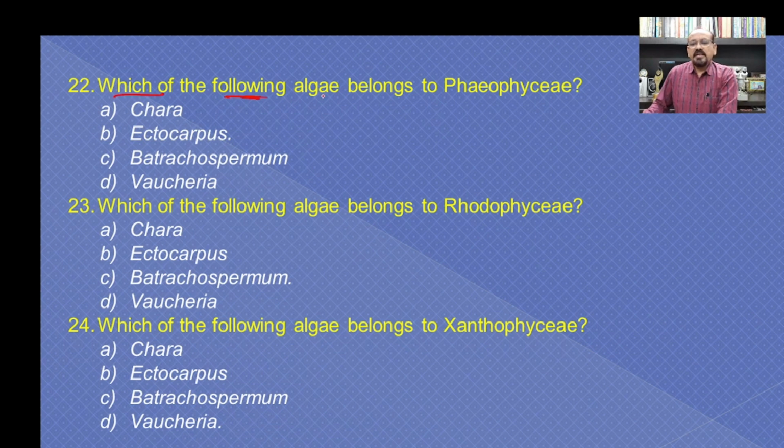Then which of the following algae belongs to Phaeophyceae? The member of Phaeophyceae is Ectocarpus. Then which of the following algae belongs to Rhodophyceae, that is the red algae? That is the Batrachospermum. Then which of the following algae belongs to Xanthophyceae? That is the Vaucheria.